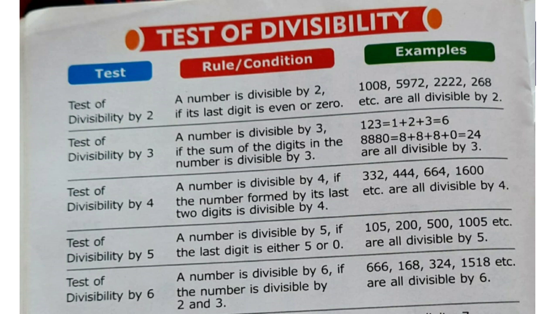1, 2, 3 is the example. The sum of all these 3 numbers is 6 and 6 is divisible by 3. So 1, 2, 3 can be divided by 3. A number is divisible by 4 if the number formed by its last 2 digits is divisible by 4. You can see the examples. A number is divisible by 5 if the last digit is 5 or 0. A number is divisible by 6 if the number is divisible by 2 and 3.